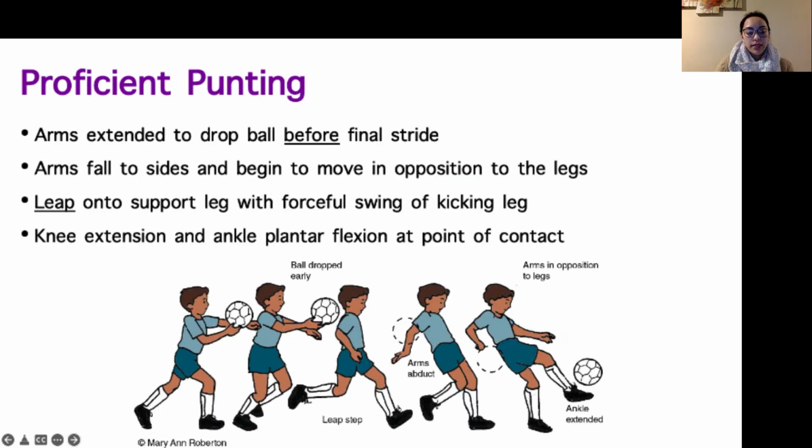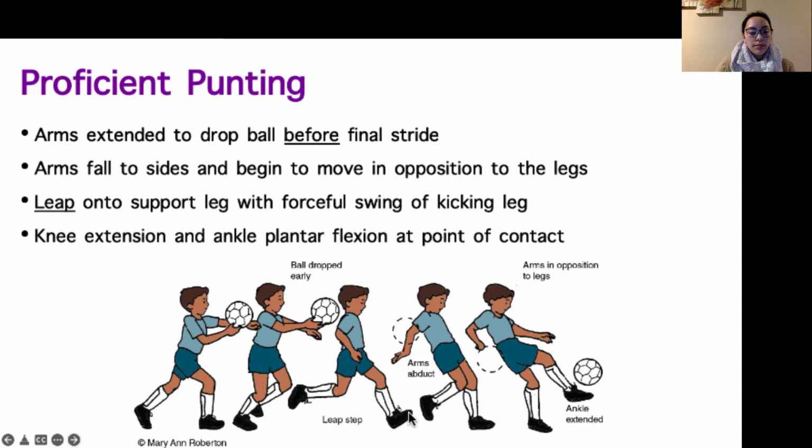In proficient punting, usually we see that the arms extend to drop the ball before the final stride, so we lift the ball up, extend the arms out, and then from here to here, that means the ball has dropped. Arms fall to the side and begin to move in opposition of the legs, so we see this oppositional movement here in the arms in the last picture in that figure.